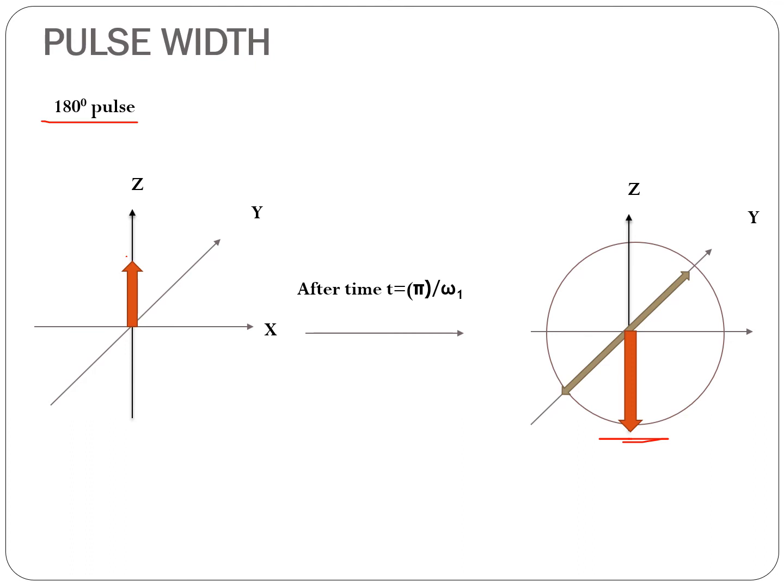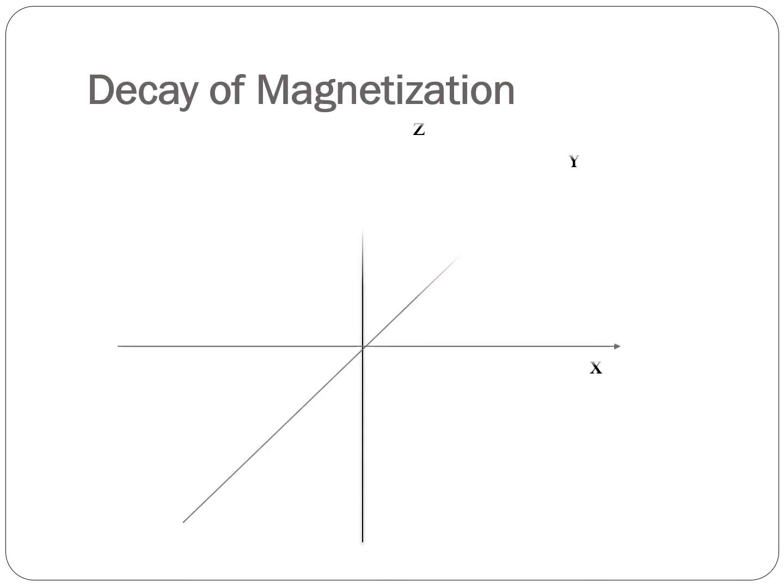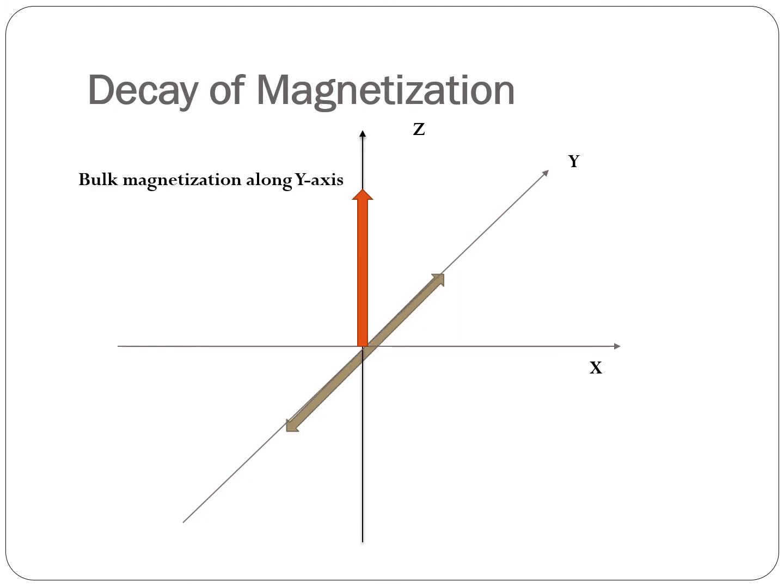So we can vary the pulse according to our experimental procedure, or according to the molecules. That I will discuss in later classes. But before knowing that, what happens to the bulk magnetization which is present on the x-axis now? Whenever we apply the radiation along the y-axis, the bulk magnetization vector will come into the x-axis. This is called excitation, as per classical mechanics or quantum mechanics.